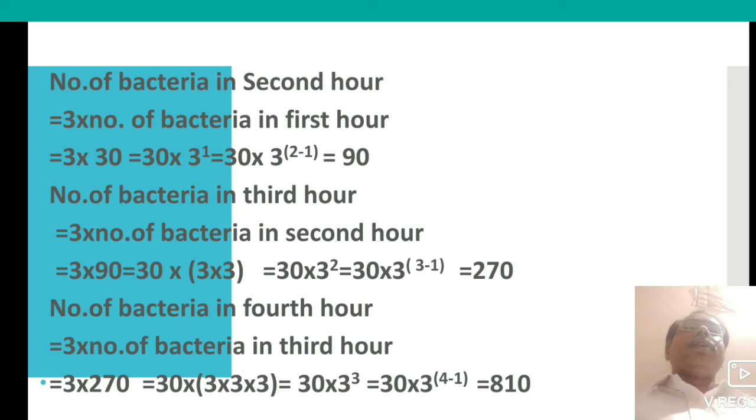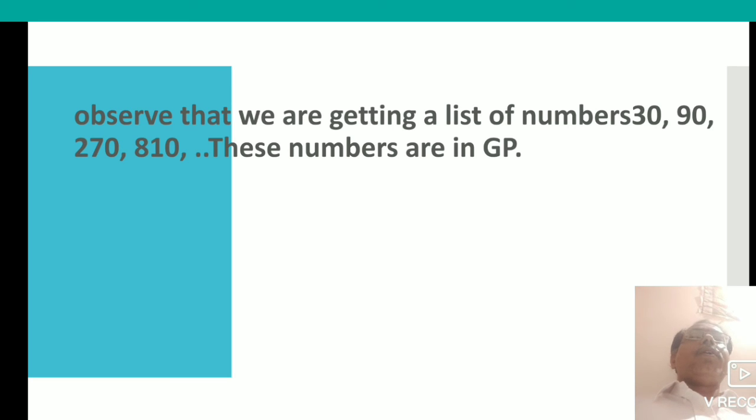After the first hour, after the second hour, number of bacteria in the second hour we have 30 into 3 power 2 minus 1. And number of bacteria in the third hour, 30 into 3 power 3 minus 1. Number of bacteria in the fourth hour, 30 into 3 power 4 minus 1. Okay, see the pattern, children, carefully. Now observe that we are getting a list of numbers. What are the numbers? 30, 90, 270, 810 and so on. These numbers are in GP.